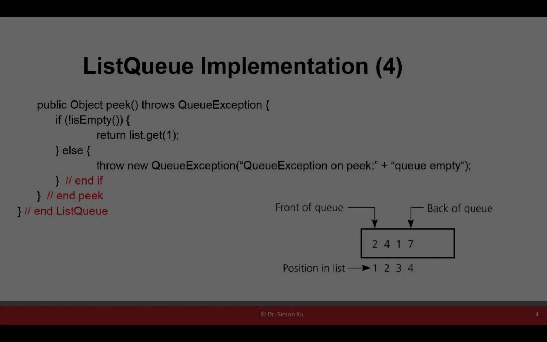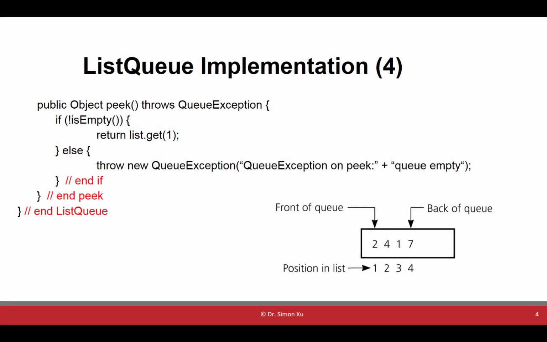position 1. Pick method of the queue class is similar to the dequeue method. Here we just simply return the first item in the list by using get position 1 item. Of course, if queue is empty, we cannot pick, we just throw exception.